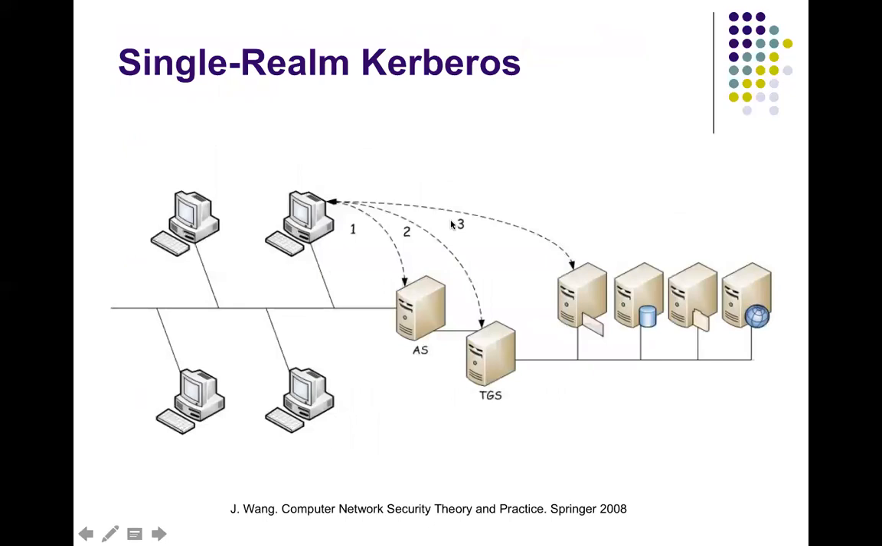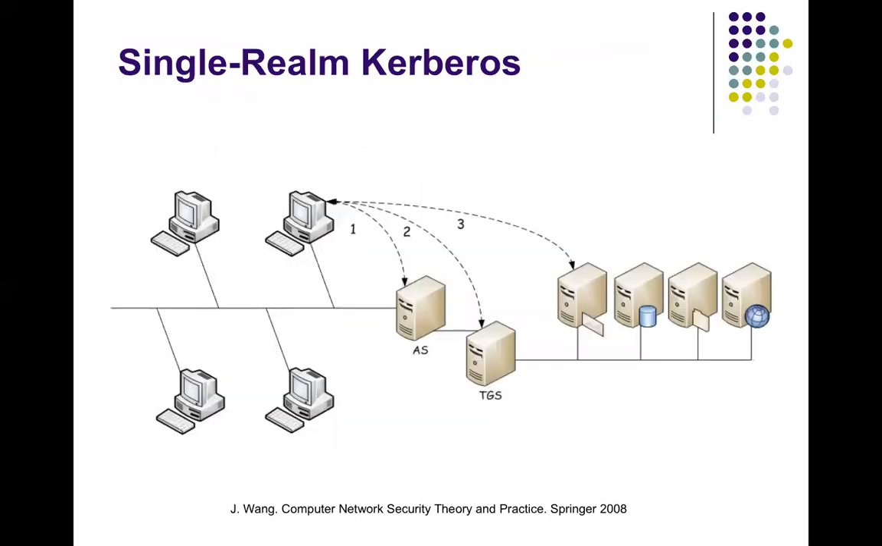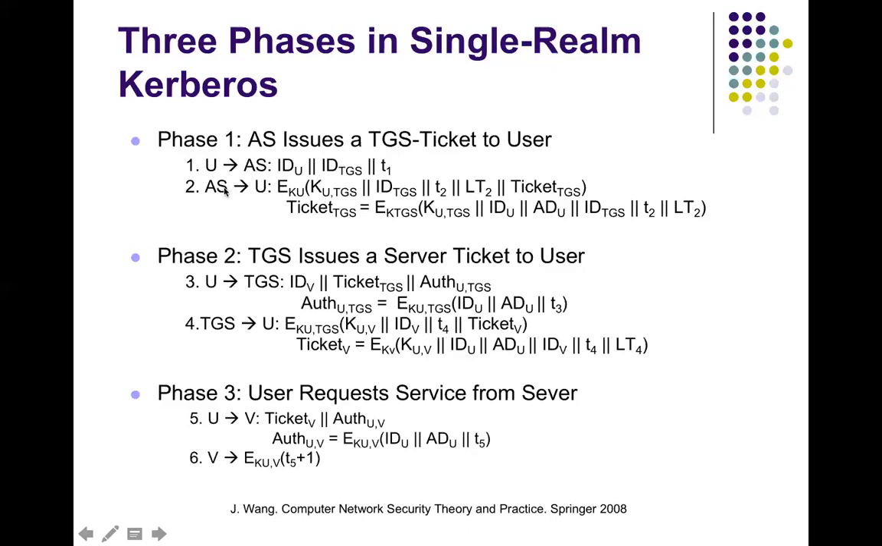So this is a session key for user U and the TGS server, which is generated by the AS server. So this is the most important part. This ticket is supposed to not be seen by other people, by other users, so it needs to be encrypted.